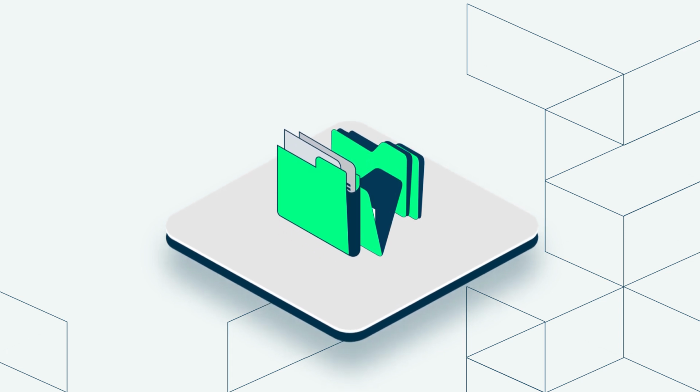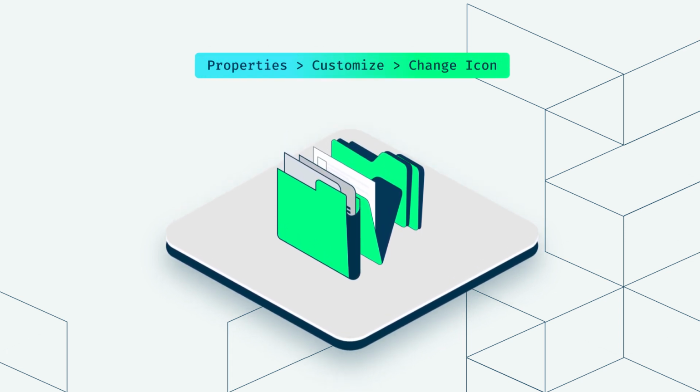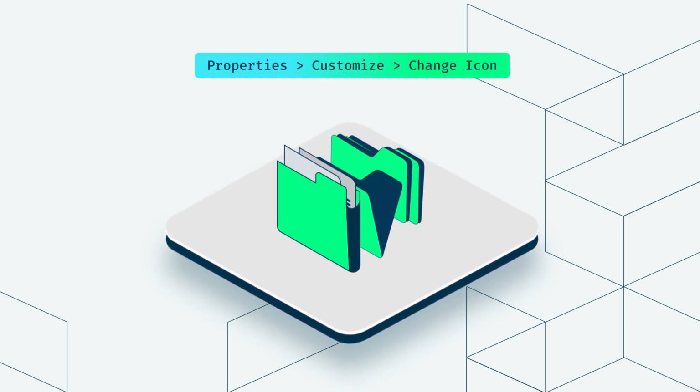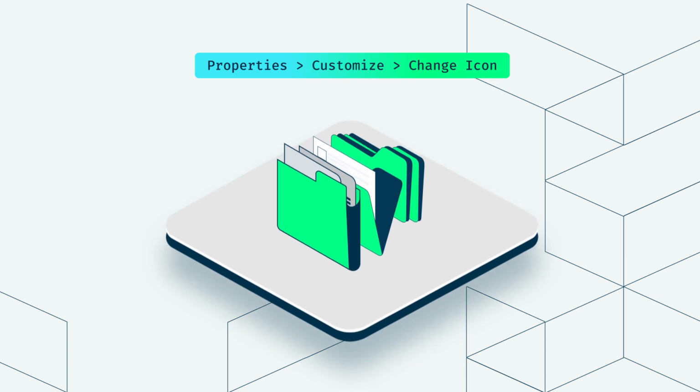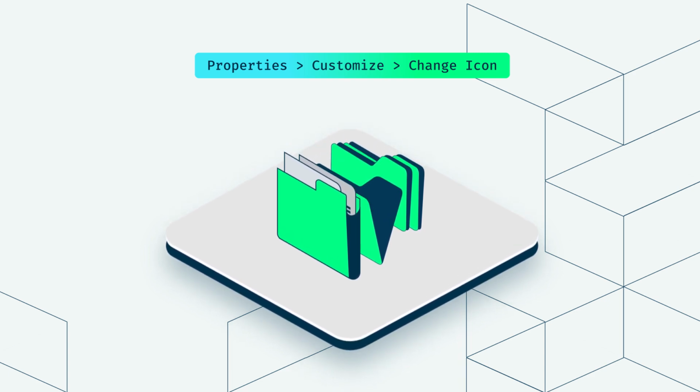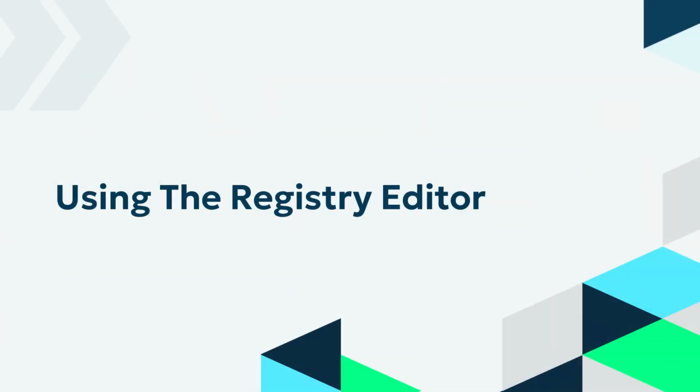Now, if you want to restore the default icon, just return to Properties, Customize, Change Icon, and click Restore Defaults. Click Apply, then OK.